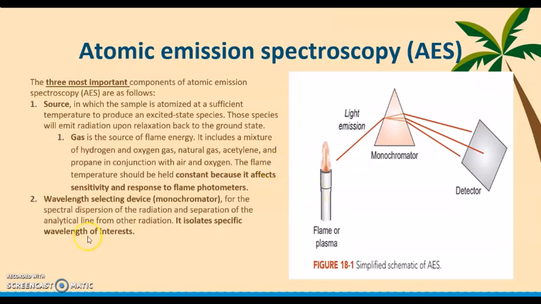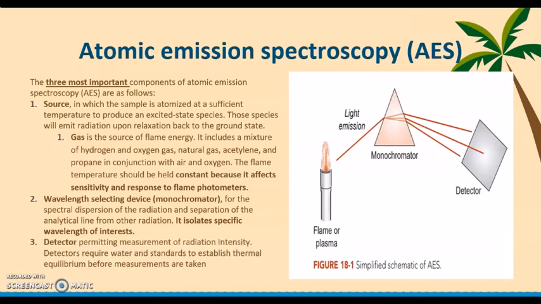Then we have the wavelength. The wavelength selecting device or the monochromator is for the spectral diversion of the radiation and separation of the analytic line from the other radiation. This will isolate the specific wavelength of interest. Like I mentioned earlier, upon excitation of our electrons, and then they will go back to the ground state, they will emit electromagnetic radiation and it will be read by the monochromator. This now selects which wavelength of interest we will take. So, that is the second important component of the atomic emission spectroscopy.